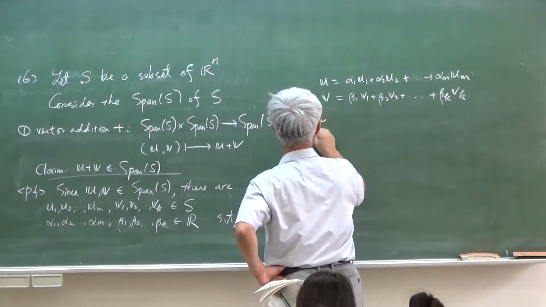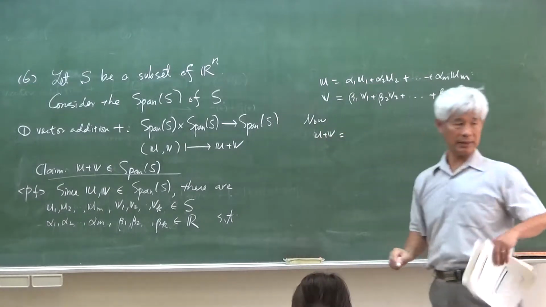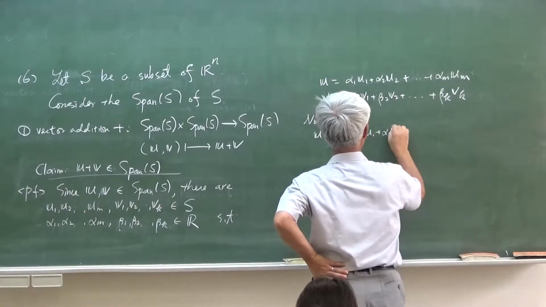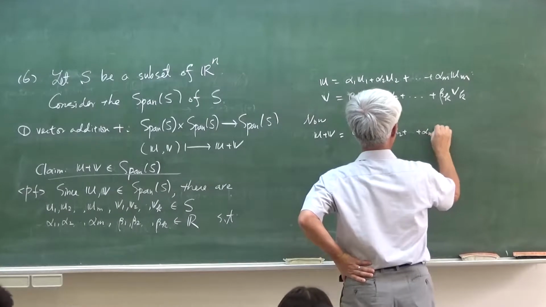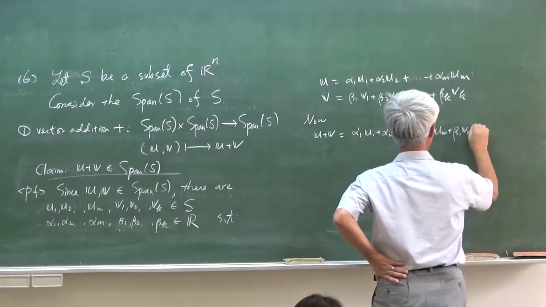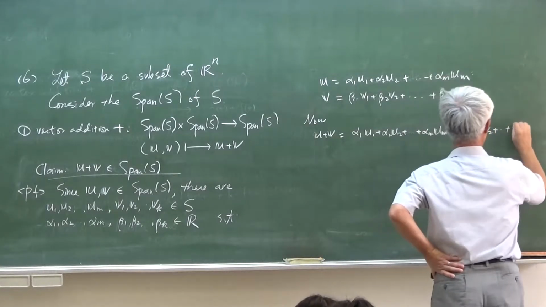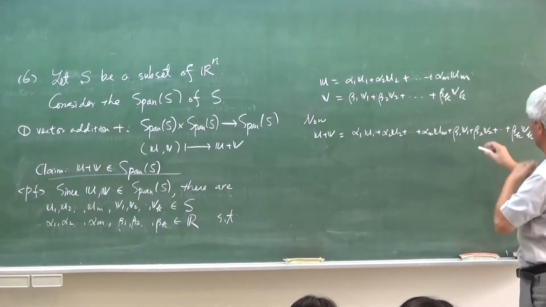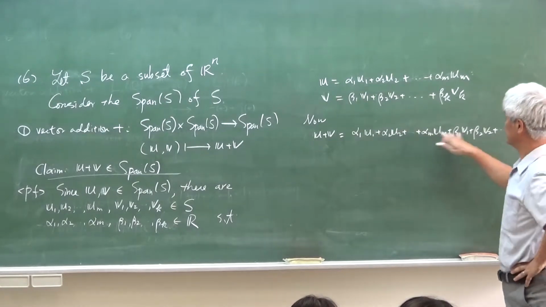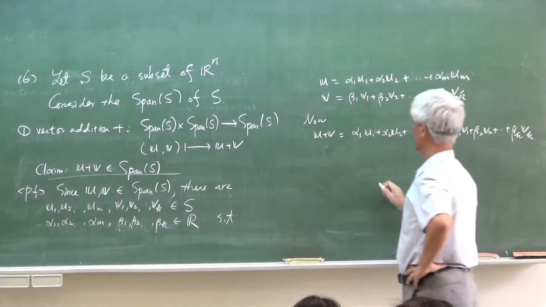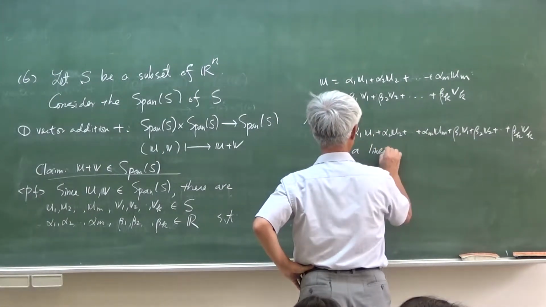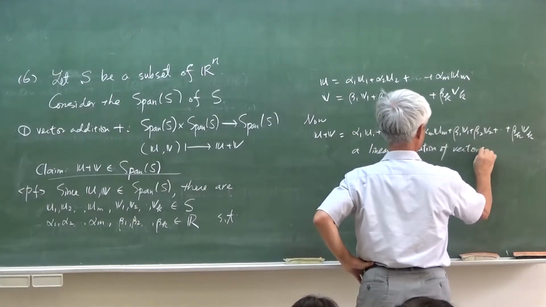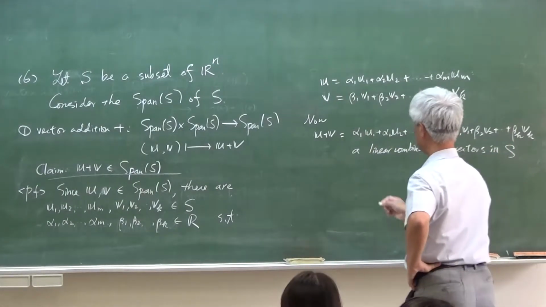So now we write down the sum. When we write down the sum, alpha 1 u1 plus alpha 2 u2 plus up to alpha m um plus beta 1 v1 and so on. So now it's a linear combination of vectors in X. Okay, so that is in the span.